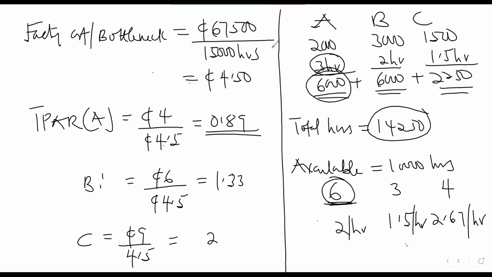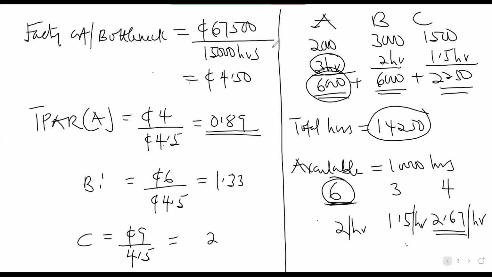C. Okay, we produce C, isn't it? If we produce C, we are going to be using 2,250 hours. How many hours will be left? It will be left with 7,750, because the hours available is 10,000. Are we okay with that? Yes. Okay. What will be the next one that we should produce?